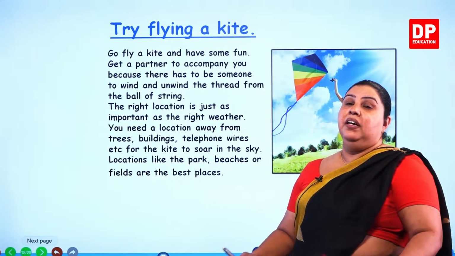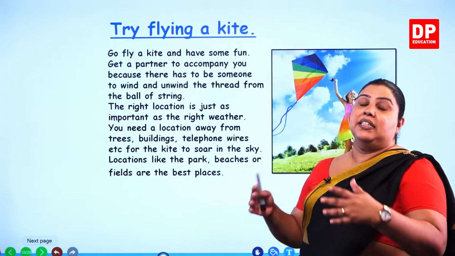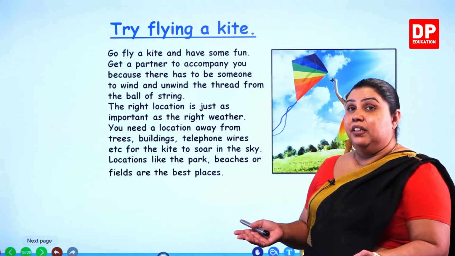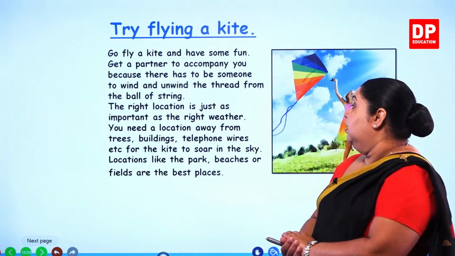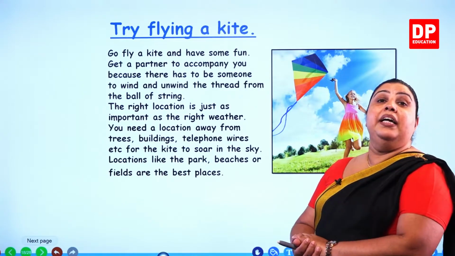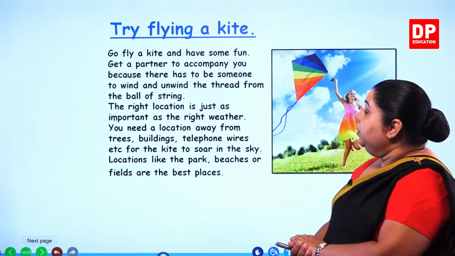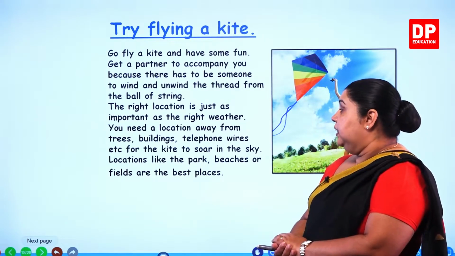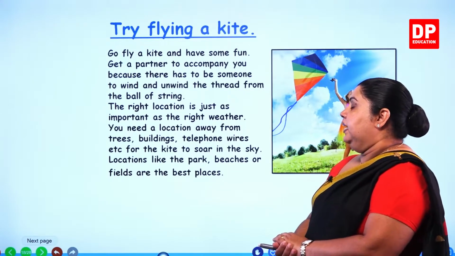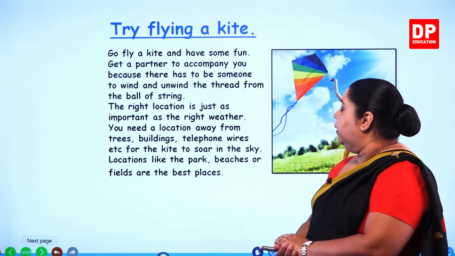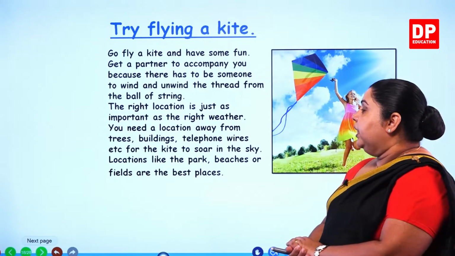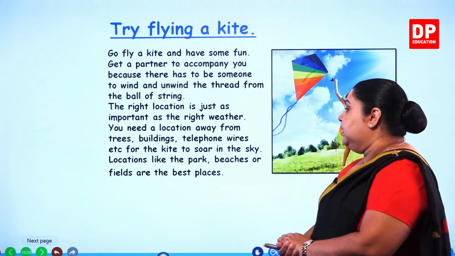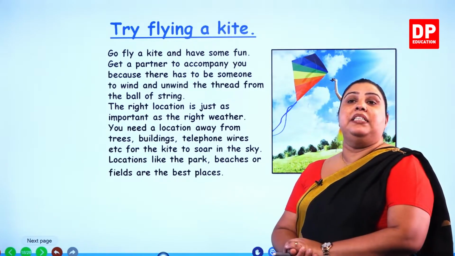We have to have good weather, a sunny day with wind to make our kite fly up high in the sky. You need a location away from trees, buildings, telephone wires, etc. for the kite to soar in the sky. Locations like the park, beaches or fields are the best places.